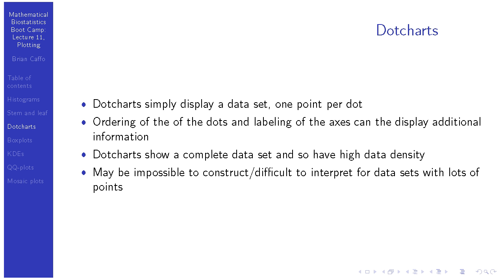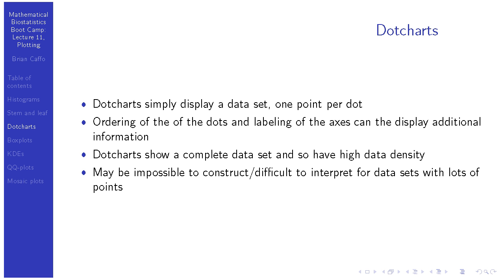Another useful plot is a dot chart. Dot charts just display the entire data set, one dot per point. You might say, well, that seems like a pretty uninformative plot, but it's usually quite informative, especially if you can order the dots well. The ordering of the dots and the labeling of the axes can display a lot of information. Dot charts show an entire data set. You could, in principle, reconstruct the data set from a dot chart, so it has really high data density.